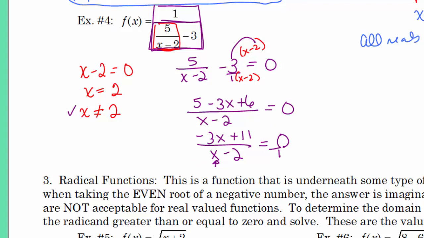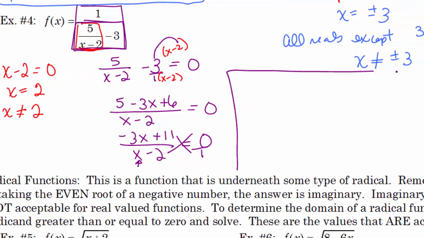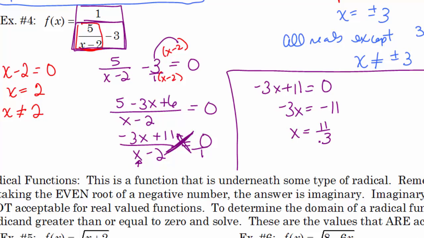Well, one way you could do it is cross multiply. So if I cross multiply, I'd have 1 times negative 3x plus 11, and I'd have 0 times x minus 2, which is 0. So solving for x, I get 11/3. That means if you put in 11/3 for x, then the whole thing would also be undefined.